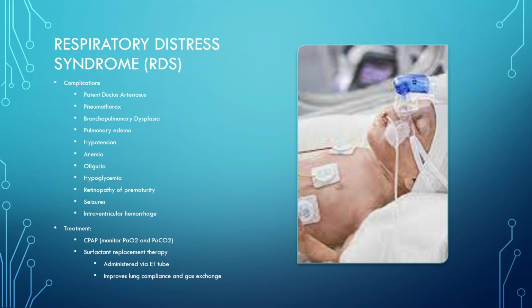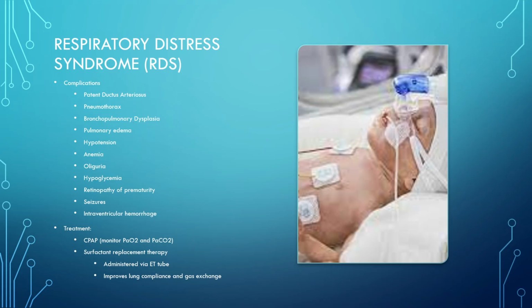So what can happen with respiratory distress syndrome? Like, why do we worry about it? And why do we want to do something about it? Well, if you leave a baby in respiratory distress syndrome for too long, it can cause a whole bunch of different things to occur, like a PDA. They can develop a pneumothorax, bronchopulmonary dysplasia, pulmonary edema, hypotension, anemia, oliguria, hypoglycemia, retinopathy of prematurity, seizures, and intraventricular hemorrhage. There's a lot of bad things that can occur because of respiratory distress.